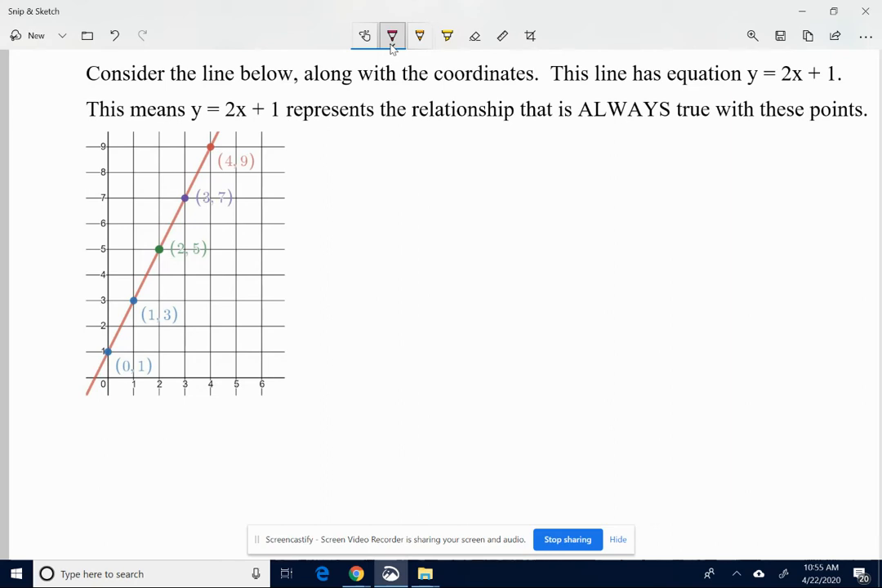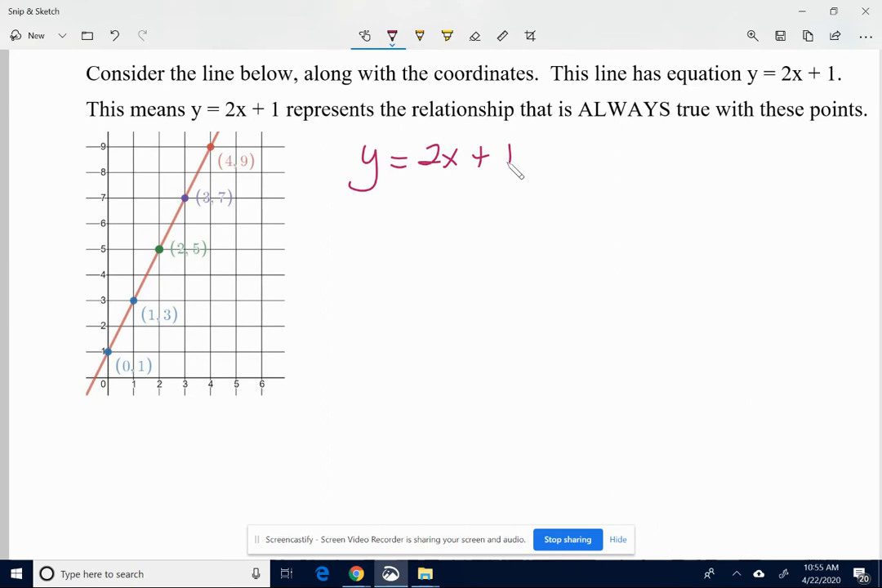If I say that the equation of this line that I have graphed is y equals 2x plus 1, that means that's the relationship between every xy coordinate. It means every y value will always equal 2 times the x value plus 1 more. It doesn't matter which point you look at on your line, that will always be true.